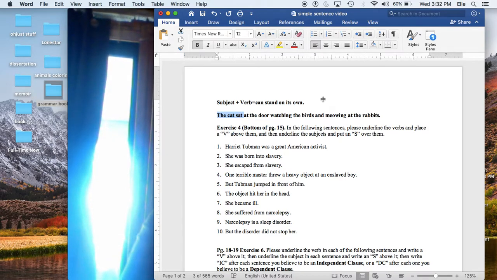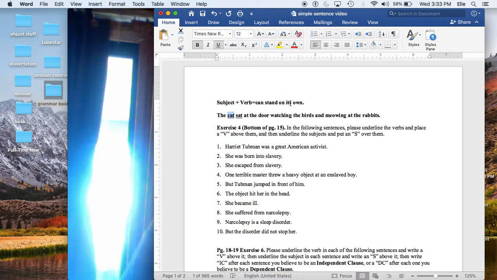Okay. Even without getting rid of all of those things, hopefully you would be able to find that the verb is sat. And then you can walk yourself through every single noun in this sentence. You can say to yourself, okay, I'm going to try to find the subject. So who or what sat at the door watching the birds and meowing at the rabbits? Did rabbits sit at the door watching the birds? No. Did birds sit at the door watching the birds? No. The cat sat at the door watching the birds and meowing at the rabbits. Therefore, we now know that the cat is the subject and sat is the verb.